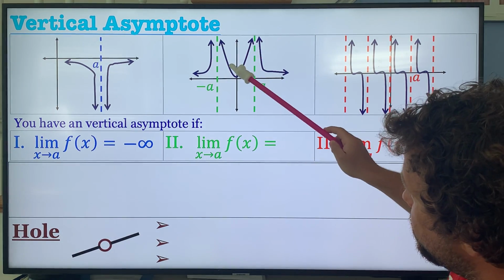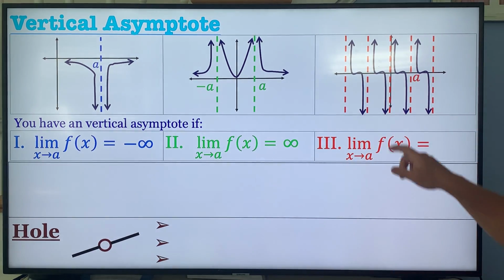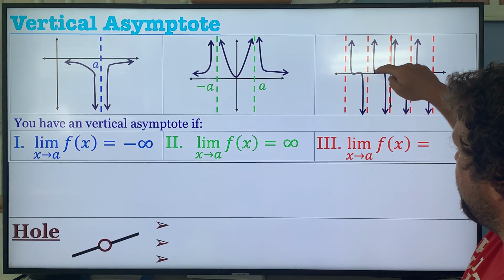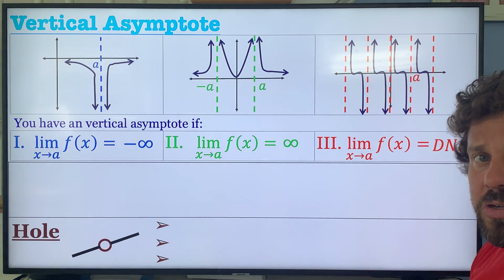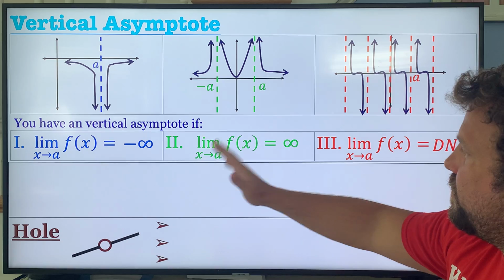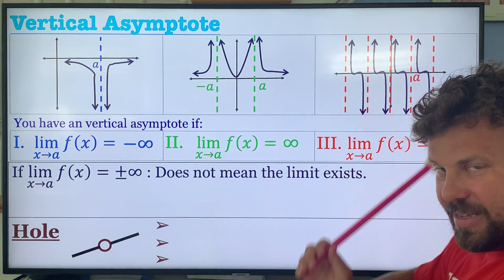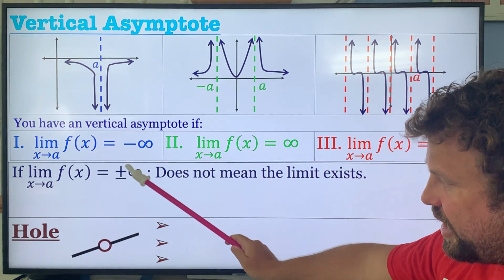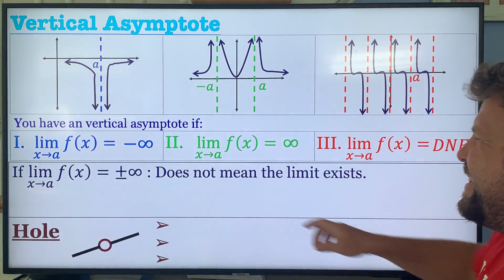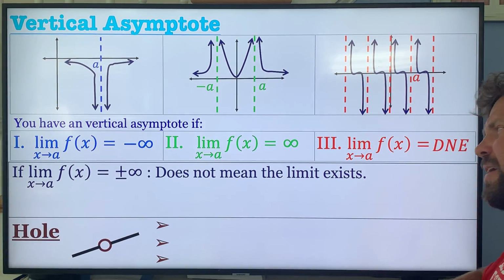If the limit is approaching positive infinity. One's going to negative, one's going to positive. You got a DNA. Now, I just told you you can't have a two-sided limit as negative infinity or positive infinity, right? But here you go. Now I'm going to blow your mind. The limit of f of x as x approaches a equals positive or negative infinity does not actually mean the limit exists. What? Right?